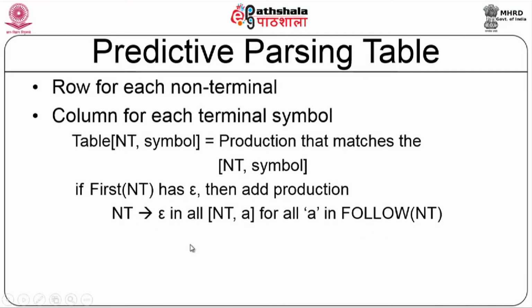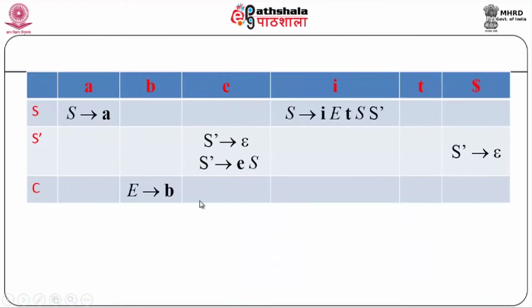So, these are the two rules for constructing the predictive parsing table. This is an example which we had in the previous module, where we looked at the if then grammar. The first of S is A comma I, S dash has a first of E and epsilon, and the first of C is B. So, at the intersection of S comma A and S comma I, you add these two productions, because the first of S has the component A based upon this production, and the component I based upon this production.